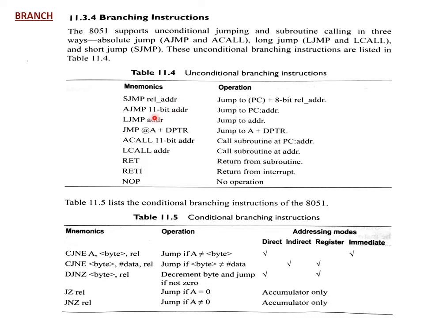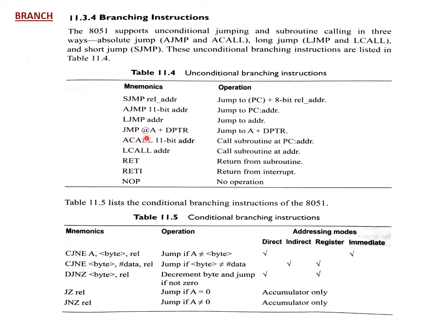That's called absolute. Here short means the program counter is added with the relative address given in the instruction. Absolute means directly what you specified in the instruction: it jumps directly to that particular address. Next, long jump, LJMP, with the address specified in the instruction itself. It will jump to that particular address.